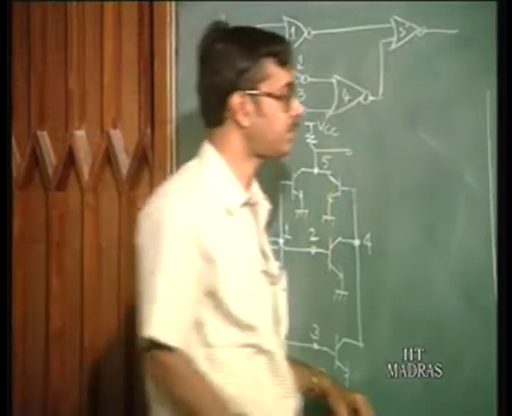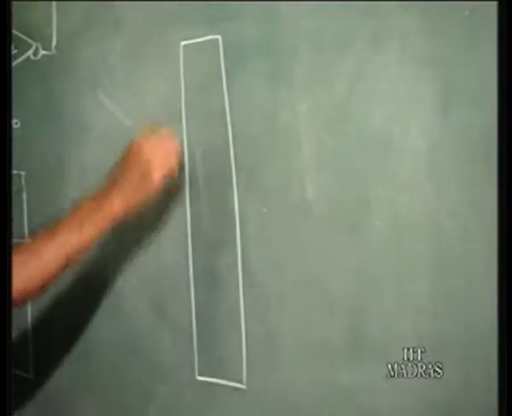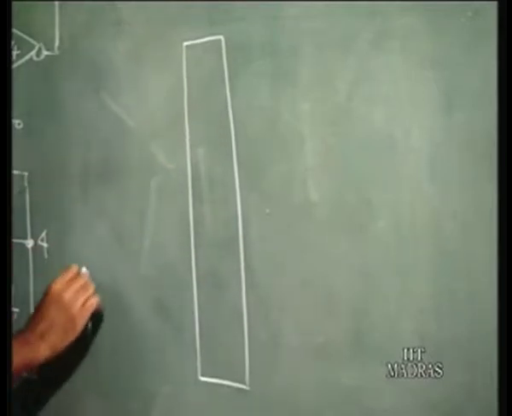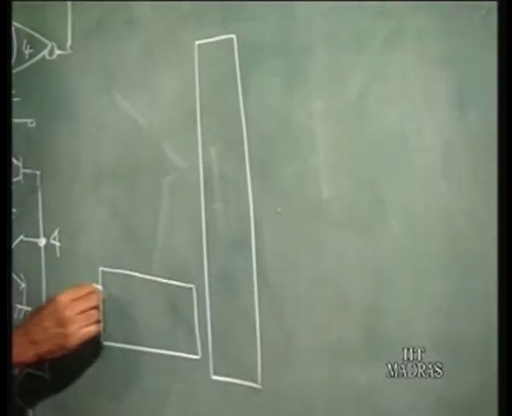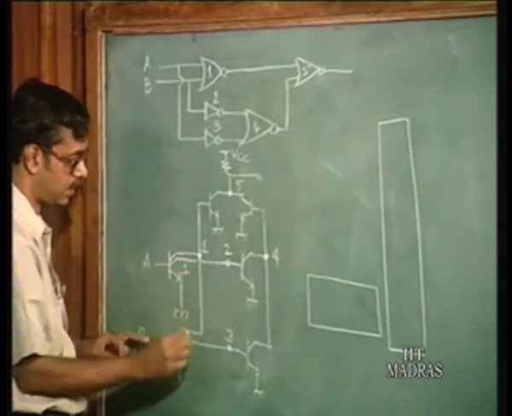So, coming back to the layout, I think we had started on this in the last class. This is the injector rail, and on either side of that you have the transistors. The first transistor, you can call this transistor 1.